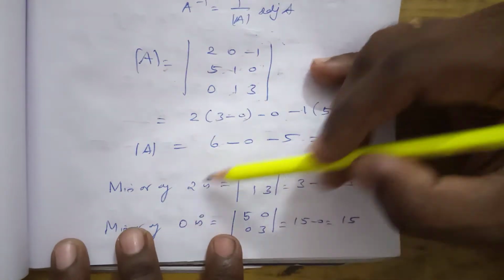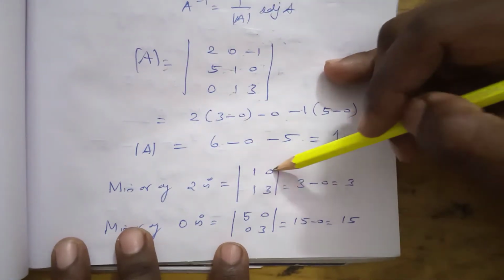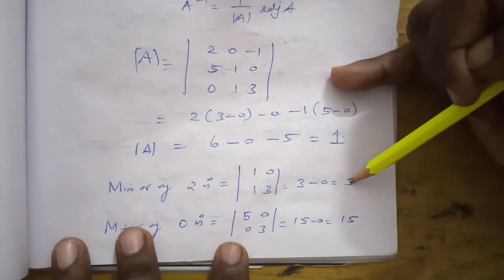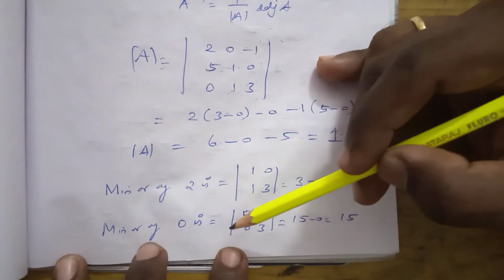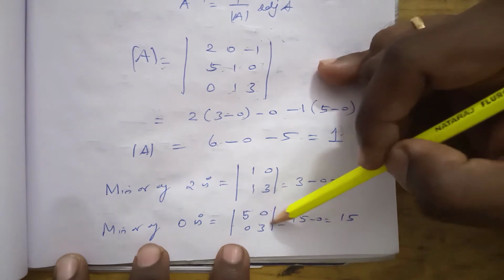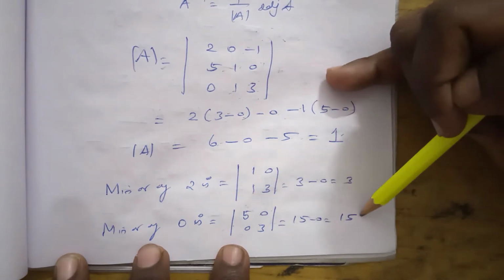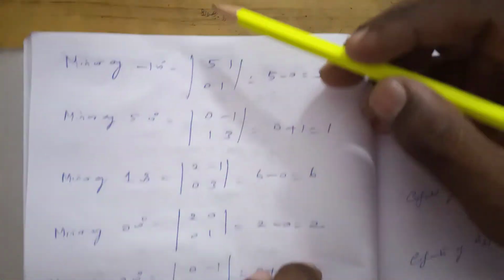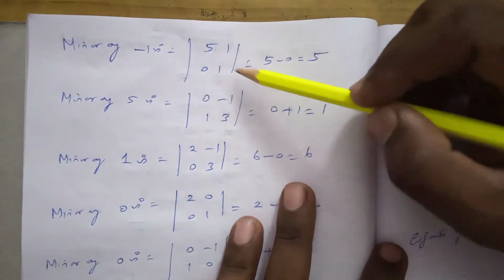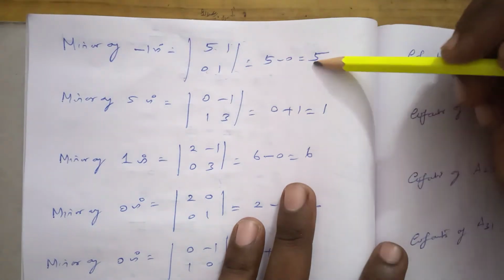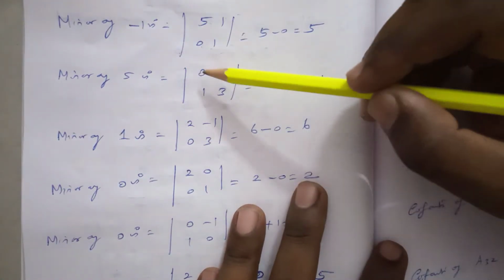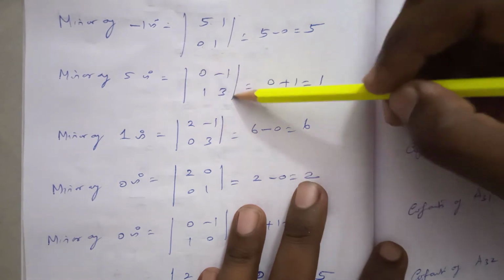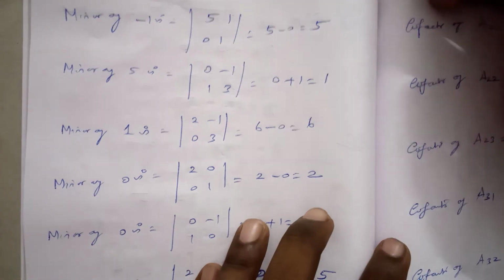Next we have to calculate the minors. Minor of 2 is 1 0, 1 3. Cross multiply, 3 minus 0 equal to 3. The minor of 0 is 5 0, 0 3. Cross multiply, 15 minus 0 equal to 15. The minor of minus 1 is 5 1, 0 1. So cross multiply, 5 minus 0 equal to 5. The minor of 5 is 0 minus 1, 1 3. Cross multiply, 0 plus 1 equal to 1.